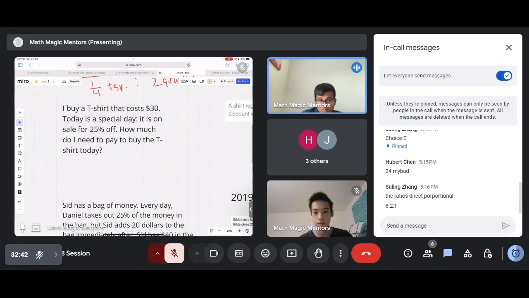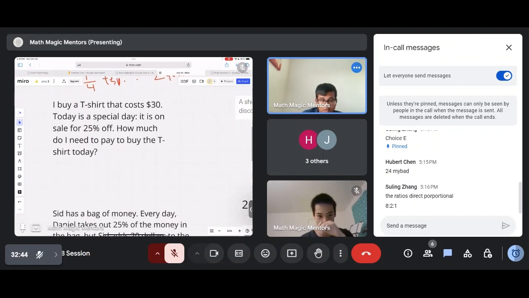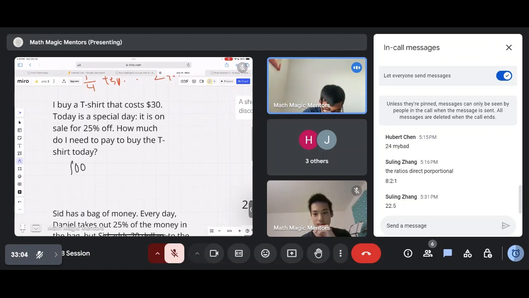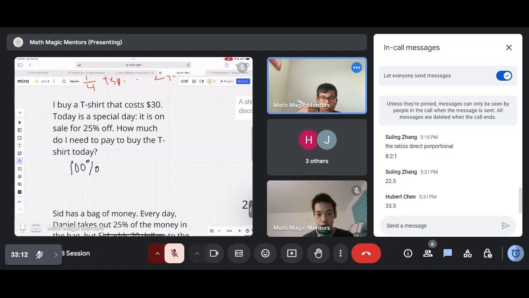First of all, it says that the store has a 25% off sale. So if it has a 25% off sale, that means that in every percent problem, we always start with 100% because 100% is the whole thing, right? So if you have $30, then $30 is basically 100% of 30, right?